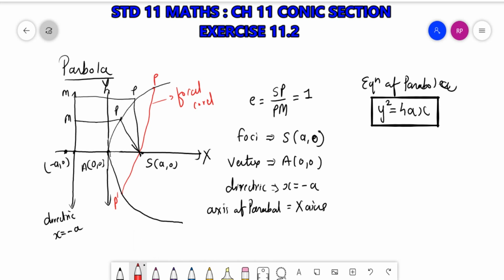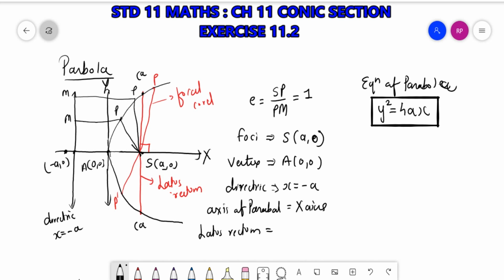Okay, so if I draw a focal chord which is perpendicular to the axis of parabola, then that is called the latus rectum. So the coordinates of the latus rectum: see, this is (a, 0), so definitely at this point the x coordinate will be a, and at this point also the x coordinate will be a.